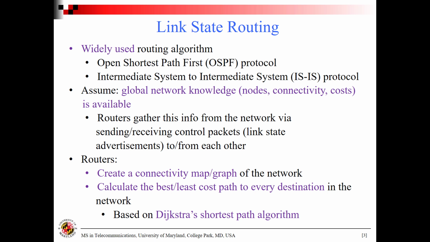After sending and receiving these control packets, the routers will build a connectivity map or connectivity graph of the network. Based on that graph, they will calculate the least cost path to every destination in the network. This link state routing is based on Dijkstra's shortest path algorithm. Edsger Dijkstra is a very famous Dutch computer scientist who made several major contributions to the field, but one of them was the shortest path algorithm, or we could call it the least cost path algorithm as well.